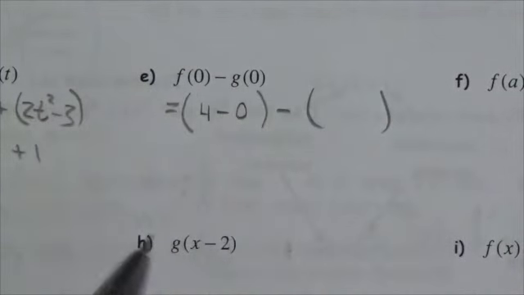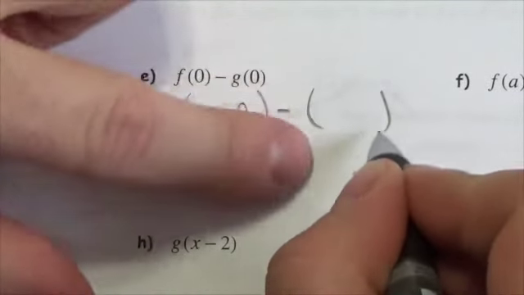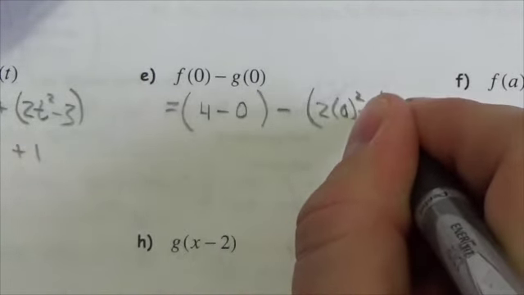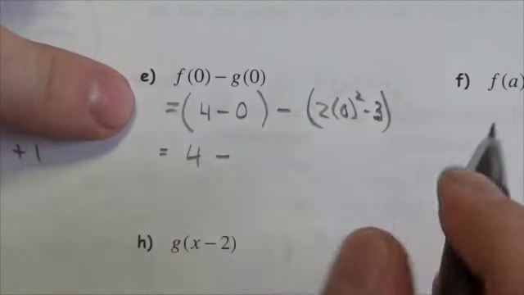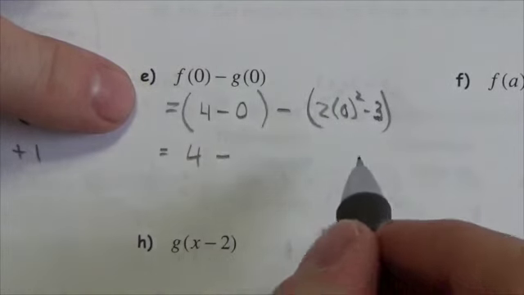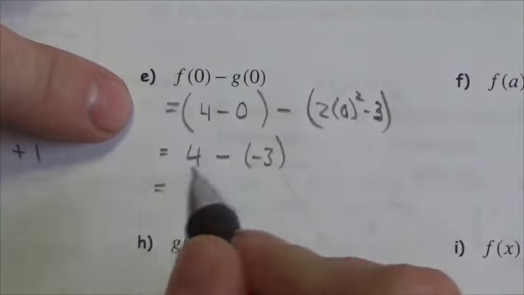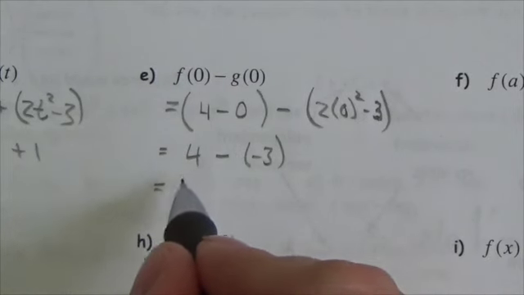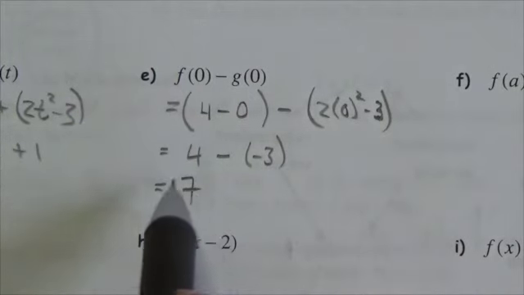G was 2 times the independent variable squared minus 3. Well, in this case, the independent variable is 0. So this will be, and remember, in parentheses here, 2 times the independent variable squared minus 3. Now I'm just going to evaluate this. This is going to be 4 minus, well, 0 squared is 0, times 2 is 0, but I'm going to be left with this minus 3 inside the parentheses here. And now I can focus on this little bit right here. 4 minus negative 3 will be plus 3, so 4 plus 3, 7. F at 0 minus G at 0 would be equal to 7.